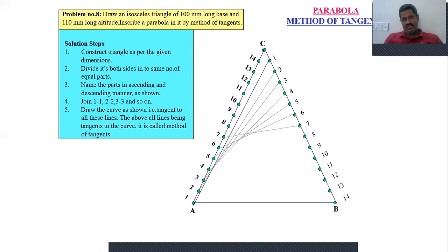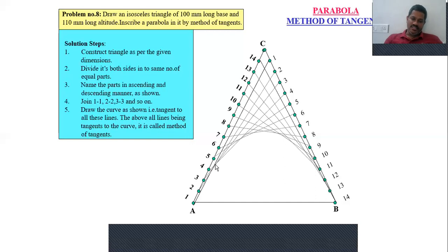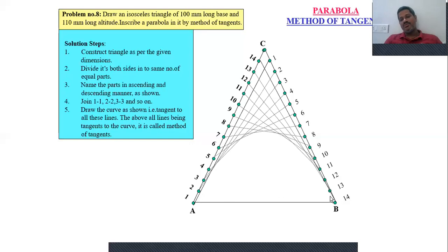So like this, we connect all these points in this manner. So 6 to 6, 7 to 7. The 7 to 7 line looks like an inclined line, but it is a horizontal line. Then 8 to 8, then 9, 10, 11, 12, 13, and 14. Similarly, 1 to 1. Now draw a curve which is tangent to 1, 1, 2, 2, 3, 3, 4, 4, and up to this point to get a smooth curve. That curve is known as a parabola.